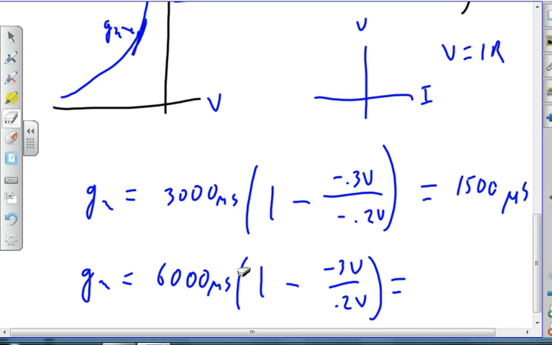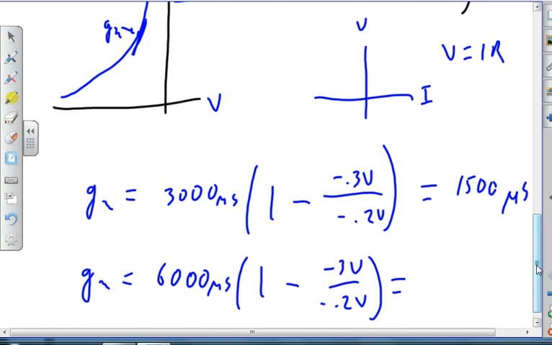6,000 microsiemen times 1 minus, this is a minus sign down here. Minus, minus, we just put in plus signs. All right, so minus, oh, I hope not. 3, then I'd have to do it all over again. That'd be such a pain.